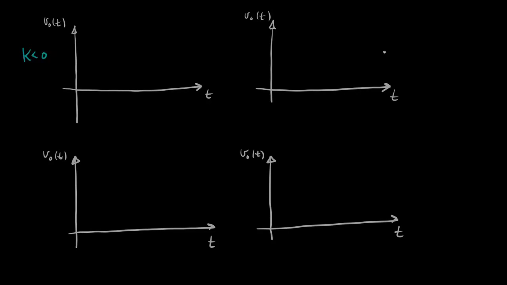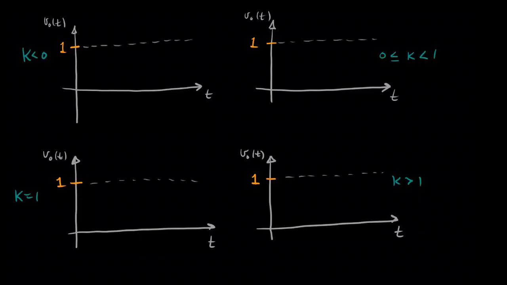The next case will be when k is between essentially 0 and 1. The next one we're going to have k identically equal to 1, and then finally k greater than 1. Okay, so in all cases, I want to have the value of 1 on my plot. Go ahead and put in my dashed line for each case.